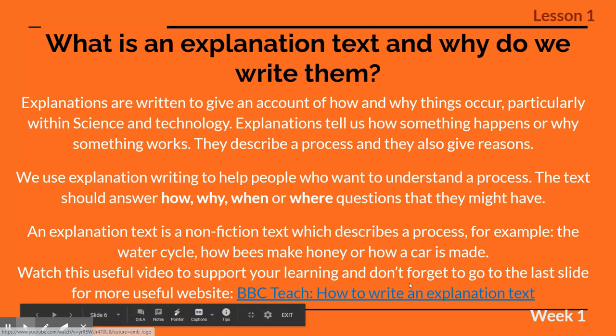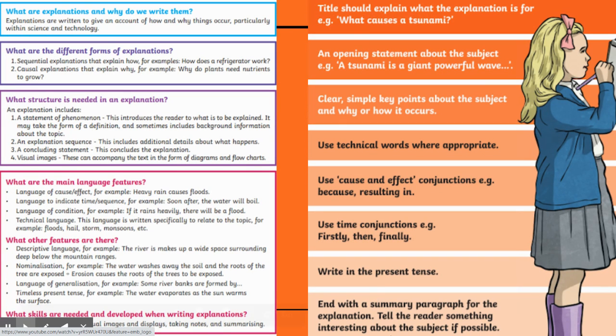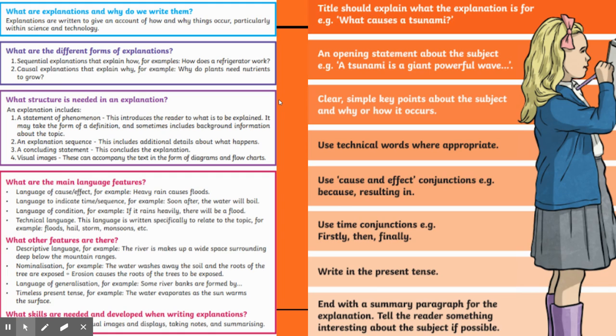And you can have a watch. Now, please watch this video. And as you look through it, perhaps take some notes on the key features of an explanation text. If you'd like to, these 2 posters are really important. So I would, if you can, print them off and have them for you when you're writing yours. As it shows, it takes you through what an explanation text is, what are the different forms. You today are going to be writing a sort of causal explanation, which will explain why.